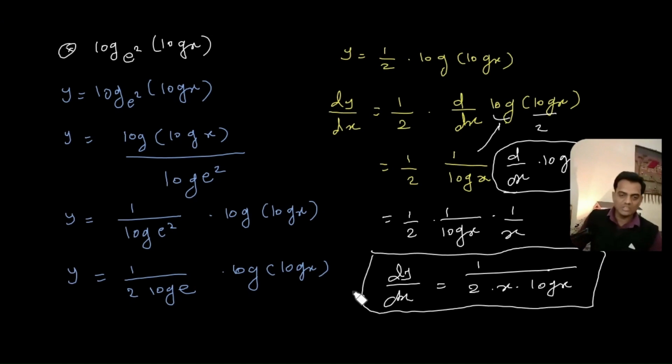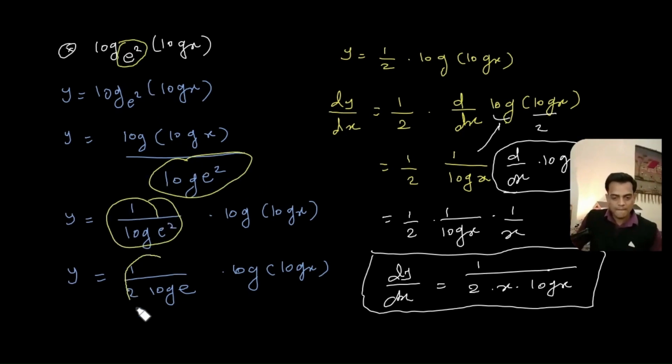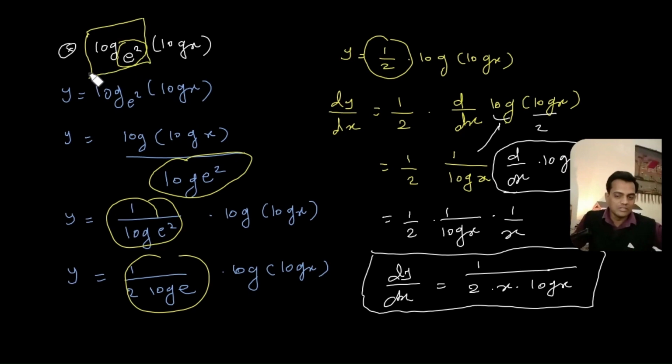So this way we can solve this problem. Whenever you find a complex problem, identify the term which is a constant part, so we can eliminate that part. Like this, we have eliminated the constant part. It is equal to 1 by 2 multiplied by log of x. So that's a simple one.